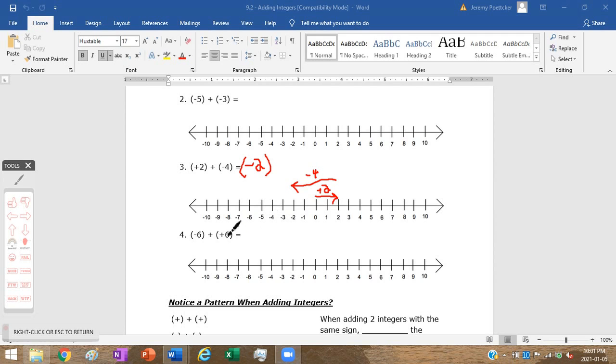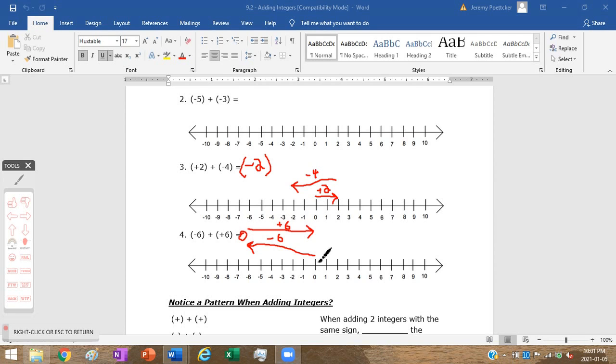Negative 6 plus positive 6. So our negative 6, it starts at 0. We go all the way down, negative 6 this direction. And then we draw our second arrow above it. Positive 6. And we end up at 0. All right, so negative 6 plus positive 6 equals 0.